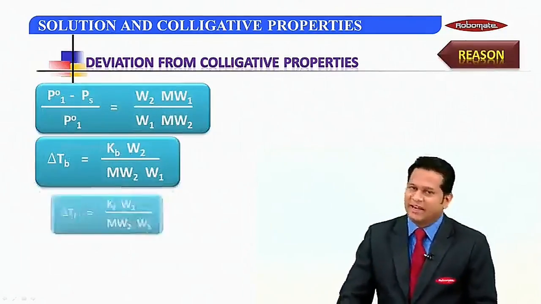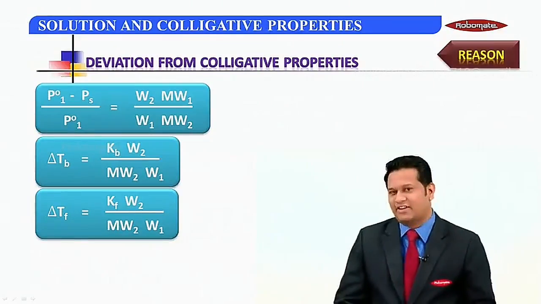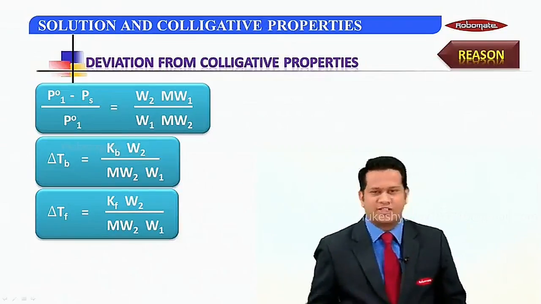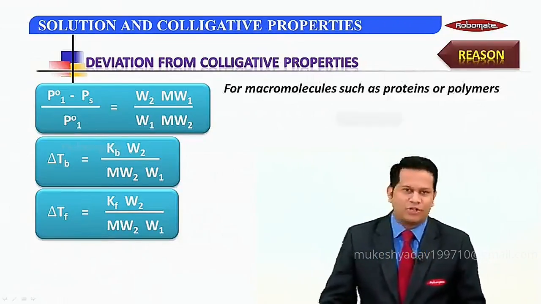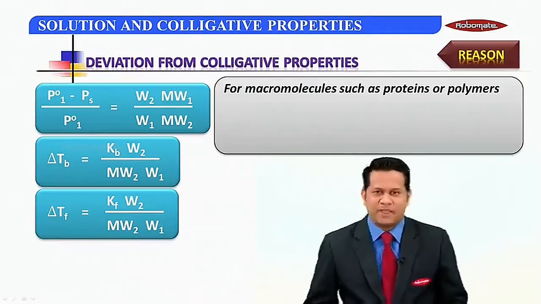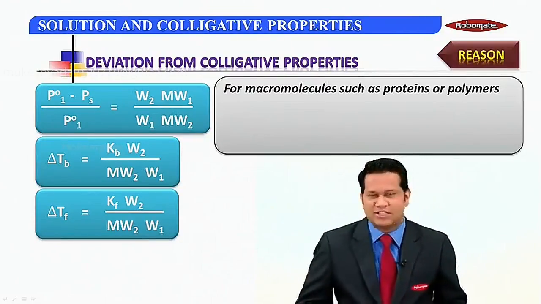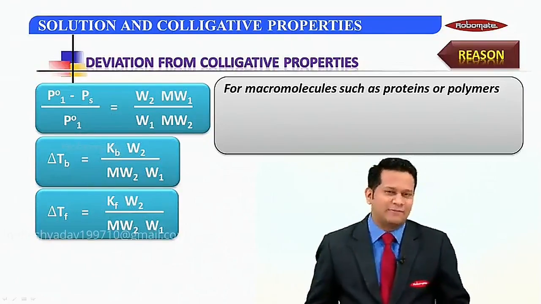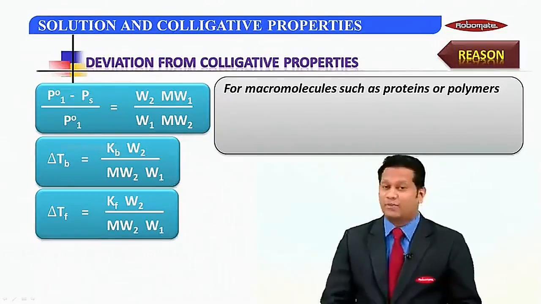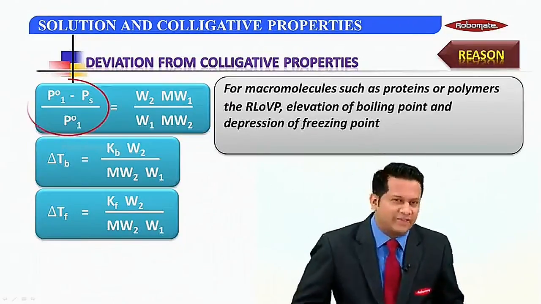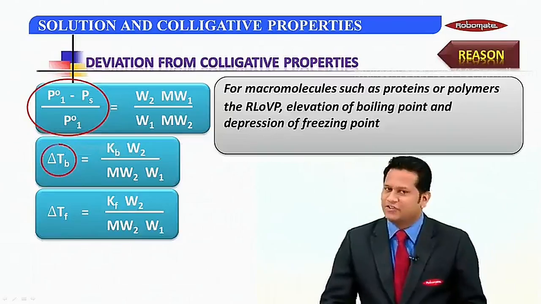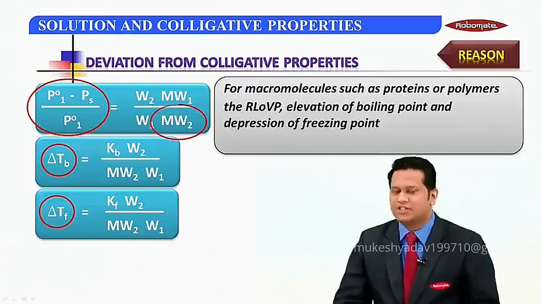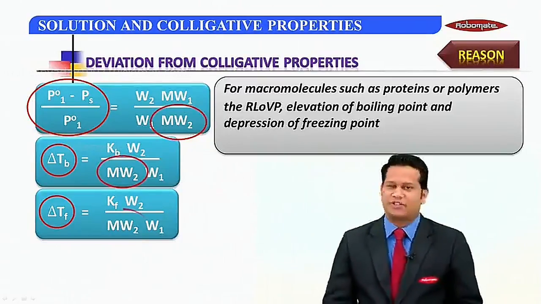Now there are three formulas on the screen right now. They are of relative lowering of vapor pressure, elevation of boiling point and depression of freezing point. Let me talk about some macromolecules like proteins or polymers. Macromolecules have a huge, high molecular weight. So the relative lowering of vapor pressure, the elevation of boiling point and the depression of freezing point are all inversely proportional to the molar mass of the solute.